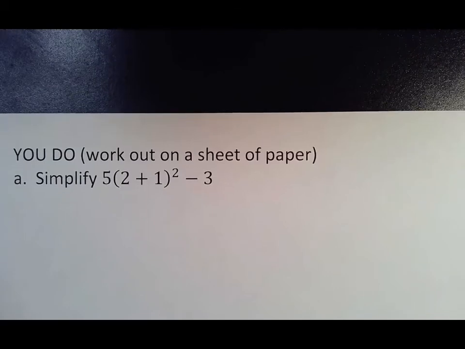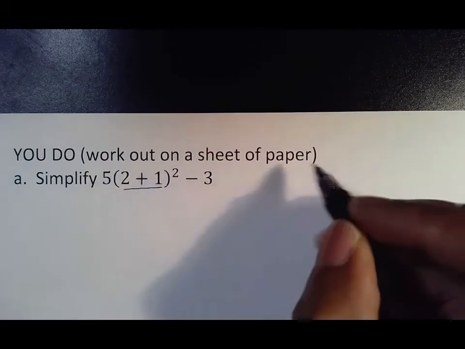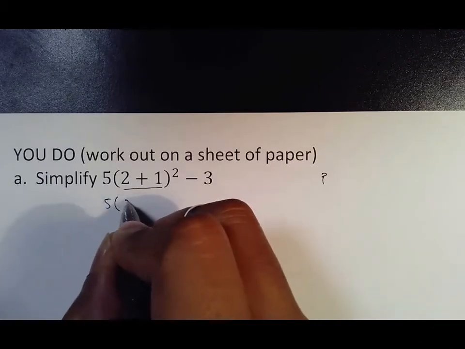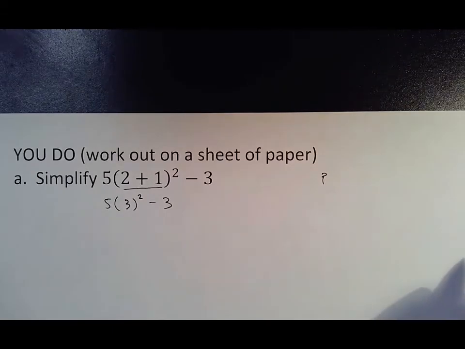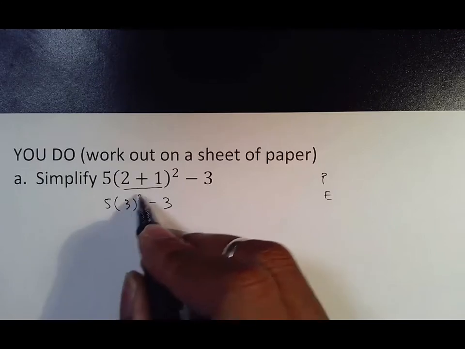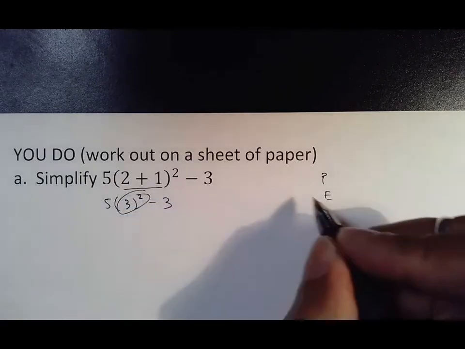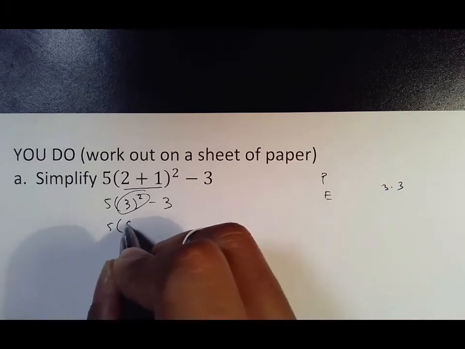If you did this correctly, the first thing you should have noticed was that there's 2 plus 1 inside of parentheses, which means that that is the P portion of the order of operations. So you rewrite the 5, you turn that into 3, copy everything else as it is. You then move on to E because there's no more work to do inside. That's just 5 times 3 squared. Exponents is here, so we recognize that 3 squared means 3 times 3, which turns into 9.